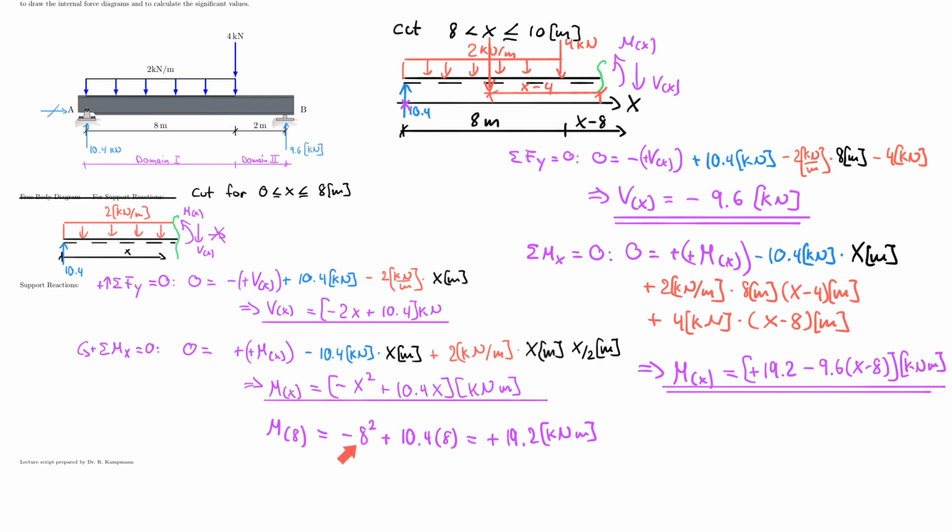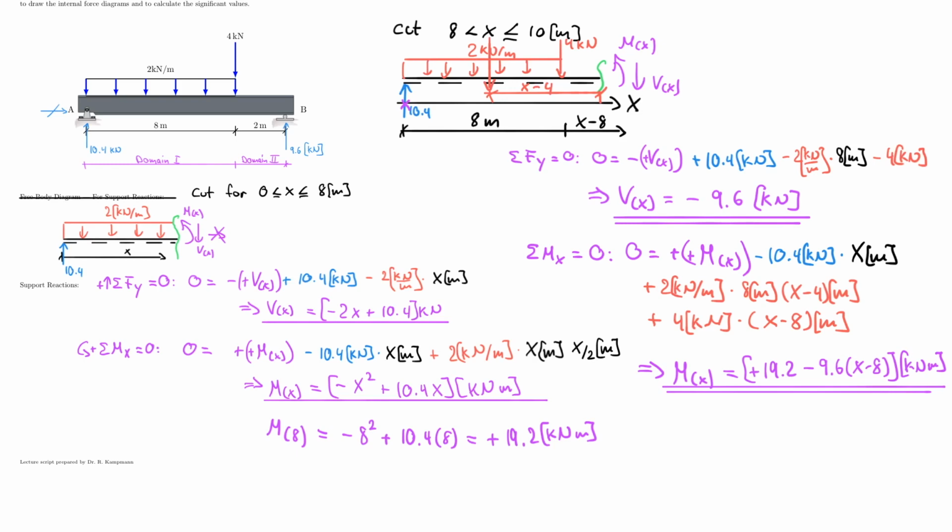And what I choose is to find it at the end of the domain by plugging in 8 to find 19.2 to verify that my moment function in the second domain starts at that point. This is not always possible, but in this case it is possible. And of course, I also must have a slope of 9.6 here that has to go down because I have a positive moment because the beam is smiling, that then has to go back to 0. You will see that when I draw the moment diagram.